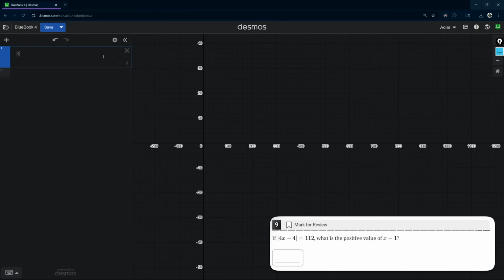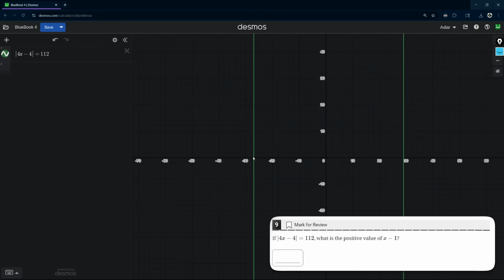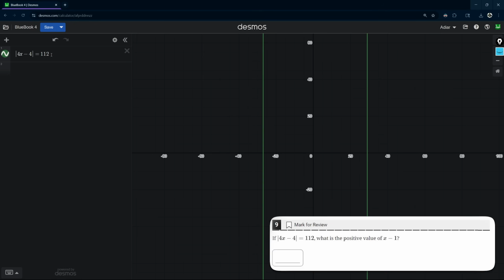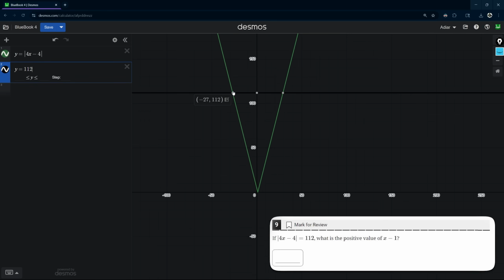So what I'll do is I'll say 4x minus 4 equals 112. And now when we press this home button and zoom out a little bit, we can see our solutions, but we actually can't click them. So a nice way to be able to click our solutions is to turn it into y equals the left side and y equals the right side. And that's always my favorite way to look at these things. So I'll go ahead and just go y equals this left side and y equals the right side. And now we can click on our solutions.